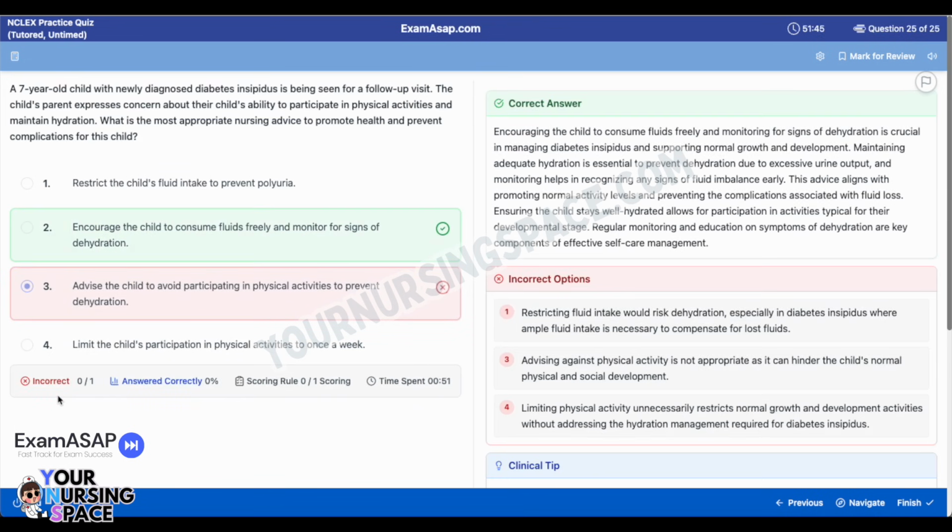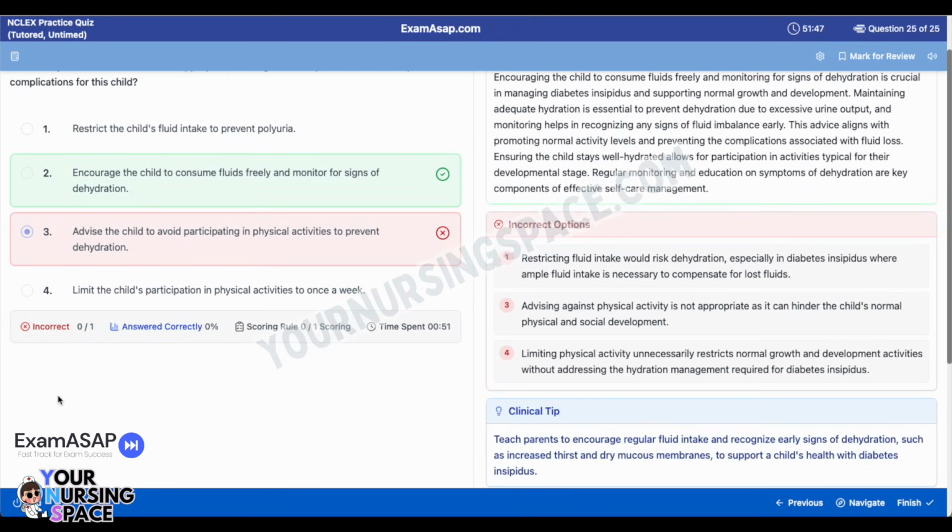The correct answer is B. Rationale. Correct answer B. Encouraging the child to consume fluids freely and monitoring for signs of dehydration is crucial in managing diabetes insipidus and supporting normal growth and development.